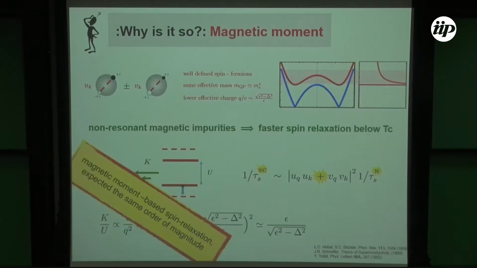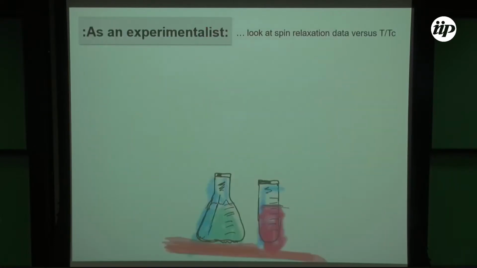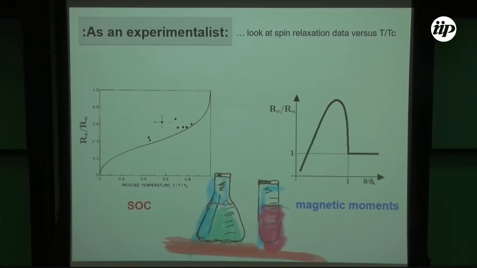Okay, so if I were an experimentalist, which unfortunately I am not, then what I need to look at is how the spin relaxation rate behaves when I lower the temperature. If I see a decrease, I say hurrah, it's spin-orbit coupling. If it is an increase, I could say, yes, it's a magnetic moment. Okay, so there is a question.